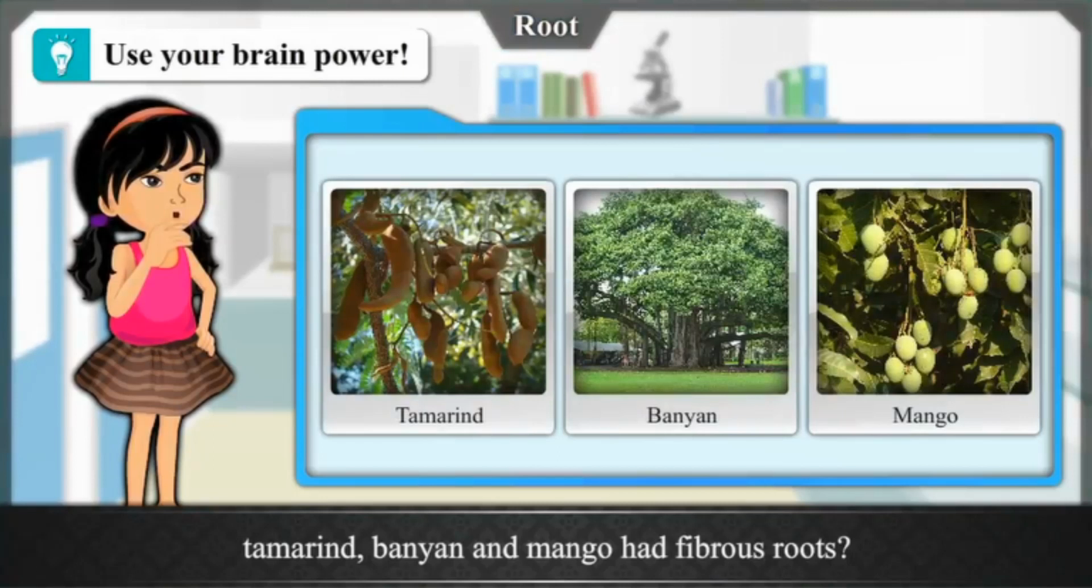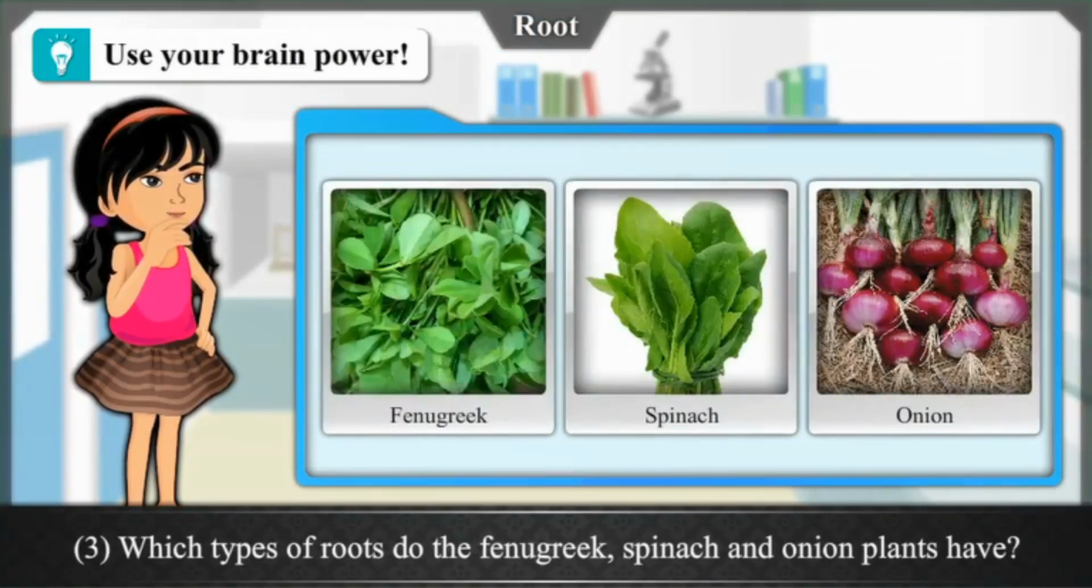2. What will happen if the root tip is injured? 3. Which types of roots do the fenugreek, spinach, and onion plants have? Do you know? Roots emerging from the trunk and branches of a banyan tree grow towards the soil. These roots are called prop roots. What could be the use of these prop roots?